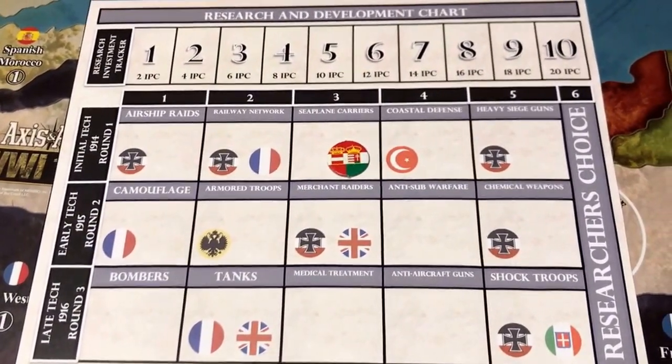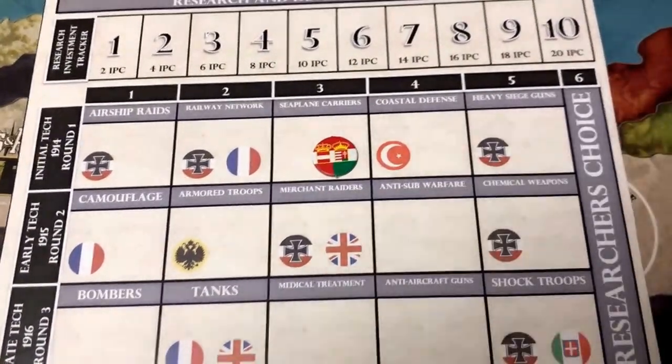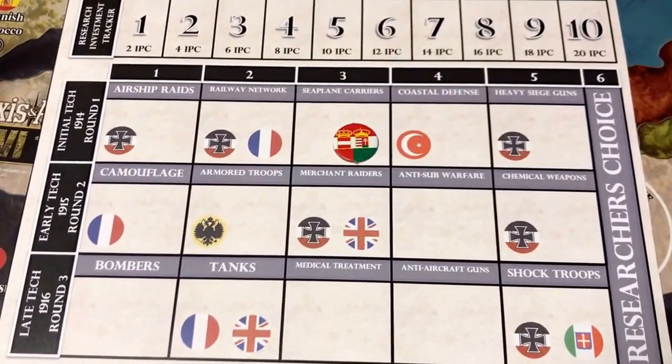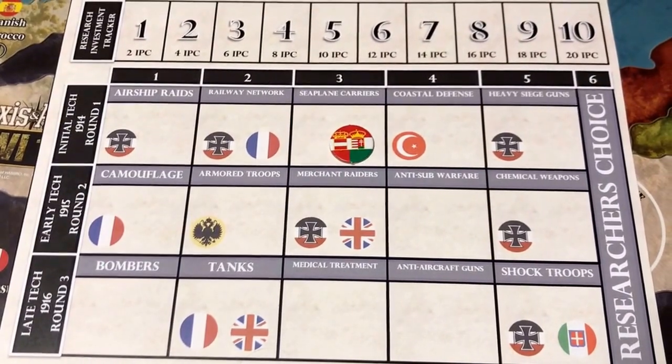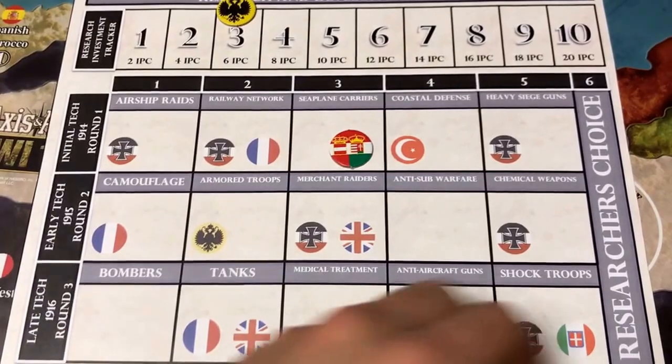Let's run it through again. So let's say it's Russia's turn now, and they're going to invest. Let's go with 6 IPCs for level 3.